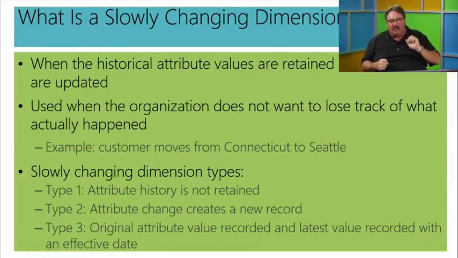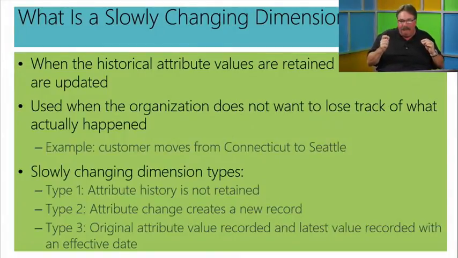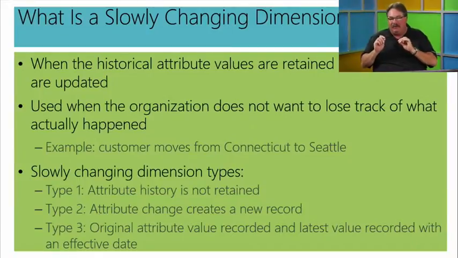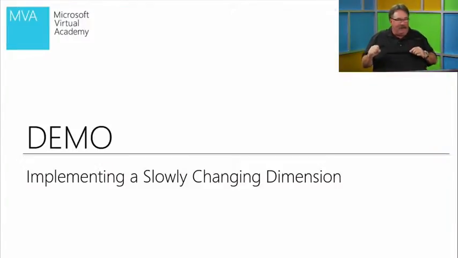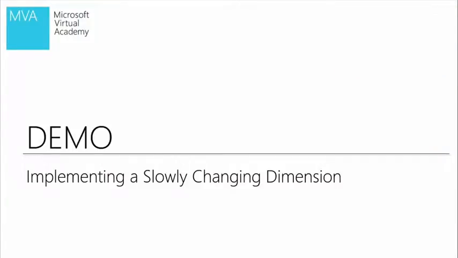A type 3 slowly changing dimension, the original attribute value is recorded in the record, and the latest attribute value is recorded with an effective date. So there's only one record, but it's got an original, a current, and an effective date so that you can tell when they moved from Connecticut to Seattle. Okay? And you have some things you want to show us about SCDs.